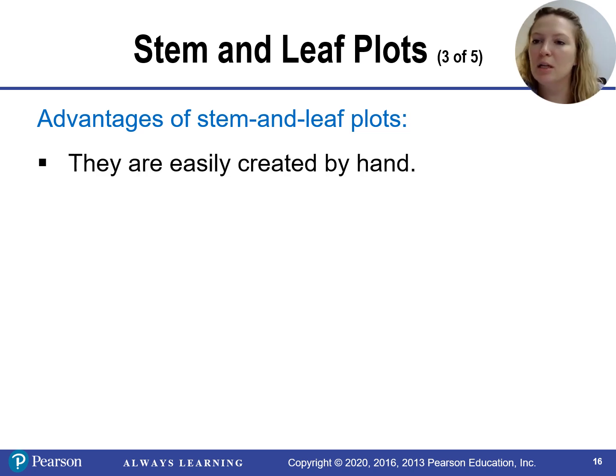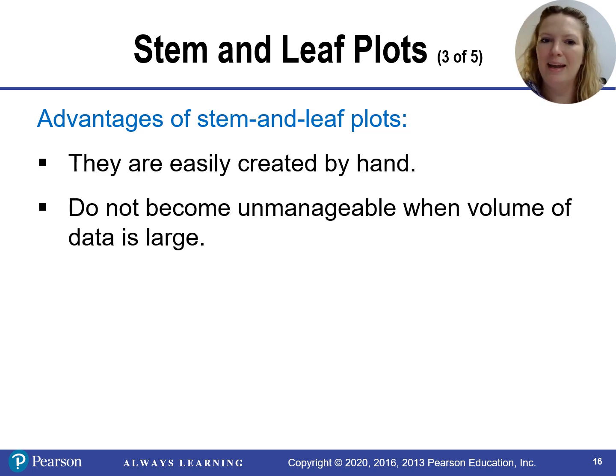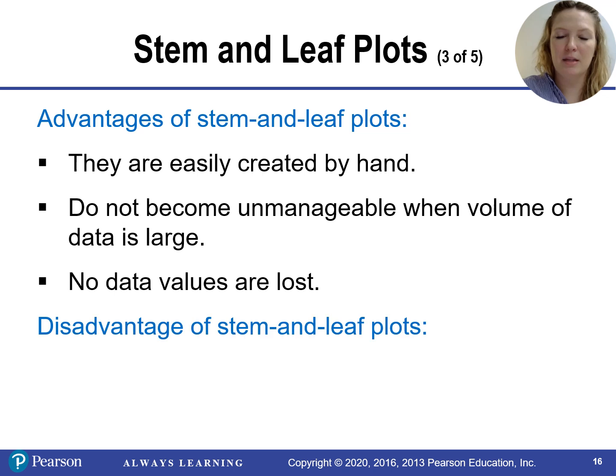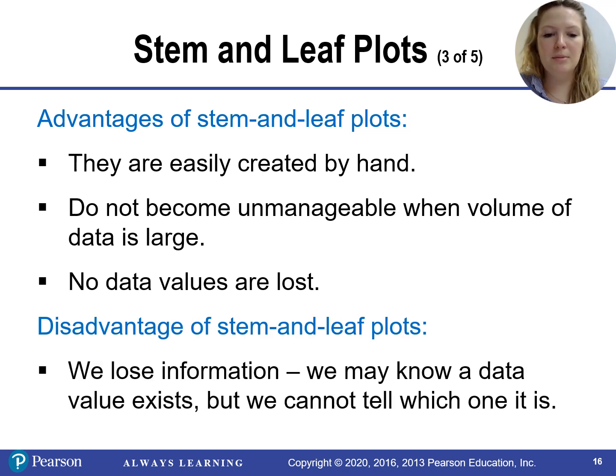Advantages of stem and leaf plots is that they're pretty easy to create by hand. They are not super unmanageable when you have a large volume of data, and we don't lose any data values. We are representing every single data value on that stem and leaf plot. Some disadvantages is that we do lose some information. We know a data value exists, but we can't tell which one it is because there are potentially multiples of them.